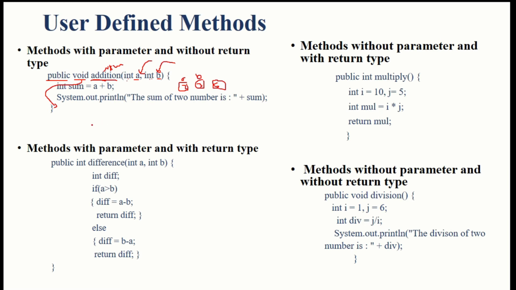How do you call the method? Very simple and easy. You just write addition, the name of the method, and give it the values 2 and 3, and the method will print the statement and do the calculation. This is a method that takes parameters and does not return anything. So it is independent.